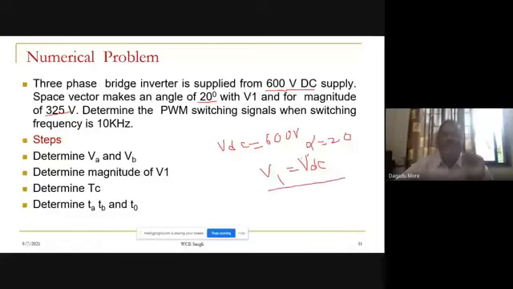Okay, and alpha is 20 degrees. The switching frequency is 10 kilohertz. So you get Fs, and then you get Ts. Ts is the cycle time. What is Ts? Ts will be equal to 1 upon Fs. And once we get the Ts, how do we get Tc? Anybody? What is the formula for Tc?